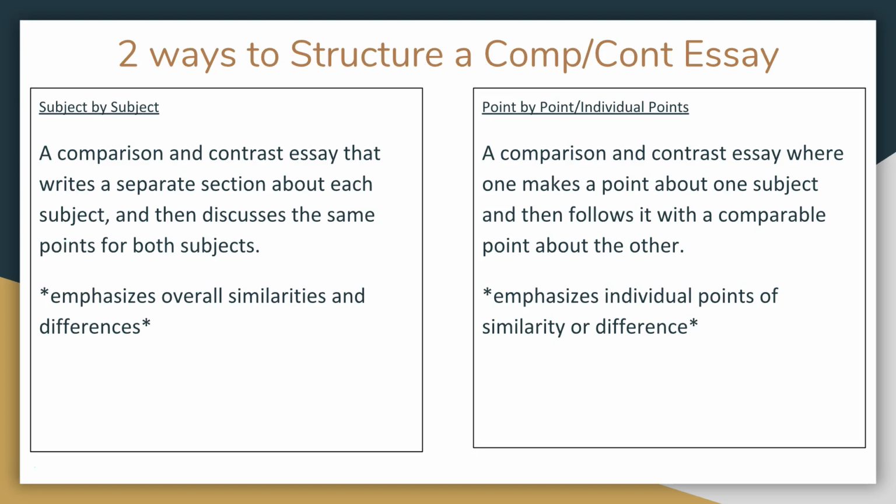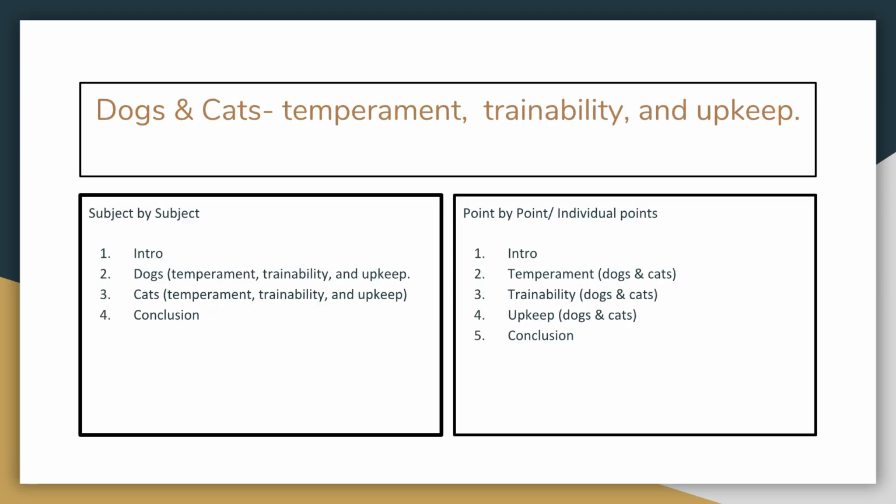Point by point is a compare and contrast essay where one makes a point about one subject and then follows it with a comparable point about the other. This particular model emphasizes individual points of similarity or difference. To me, that's super hard to understand, so I made a little example.